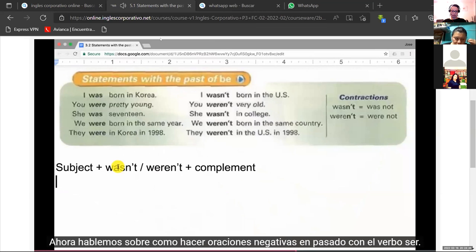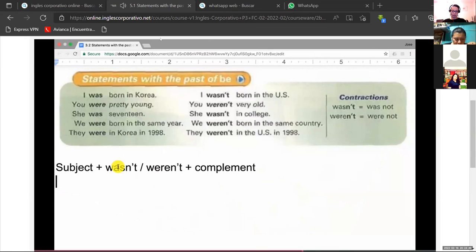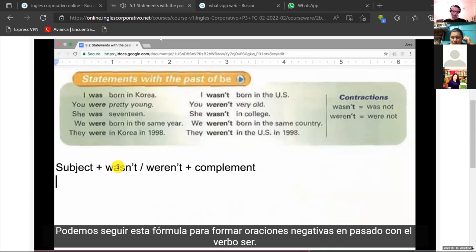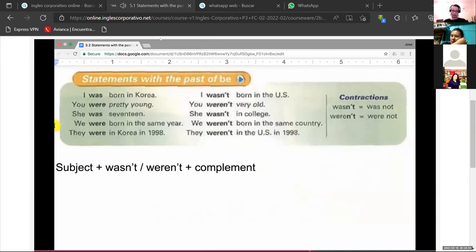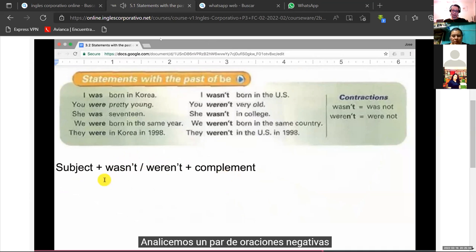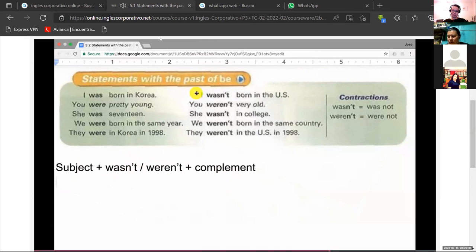Now, let's talk about making negative statements in the past with be. We can follow this formula to form negative statements in the past with be. Subject plus wasn't or weren't plus complement. Let's analyze a couple of negative examples. I wasn't born in the U.S.